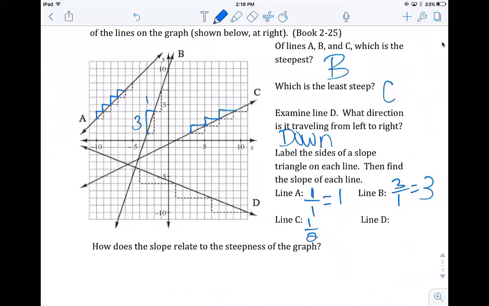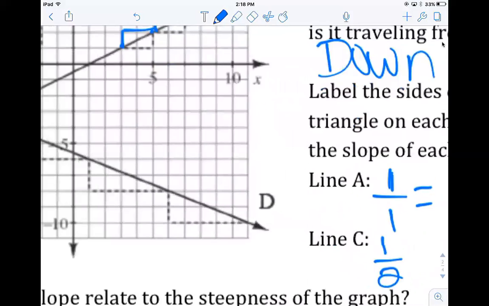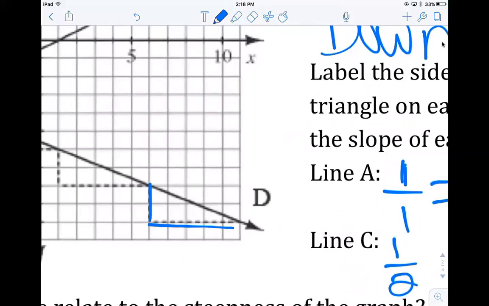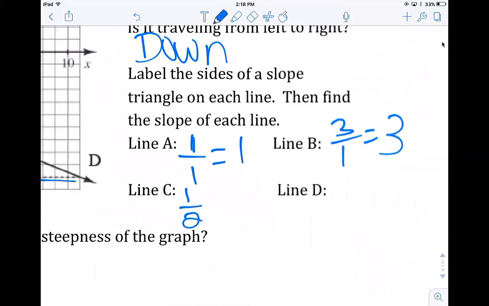And then line D, this is going to be our negative slope because it's going down. So we're going to go down 2 and over 5. So -2/5.